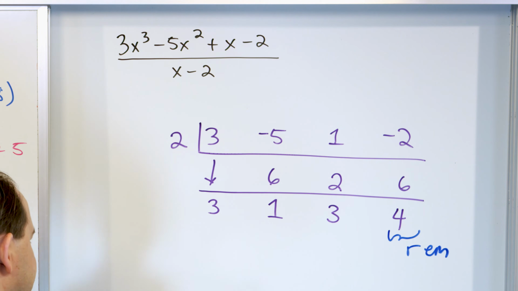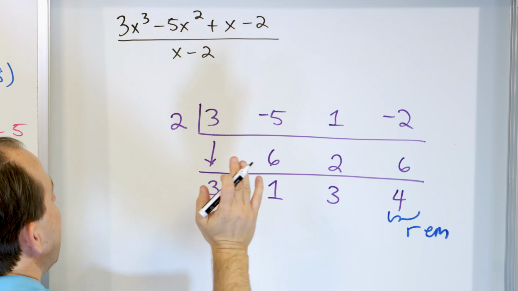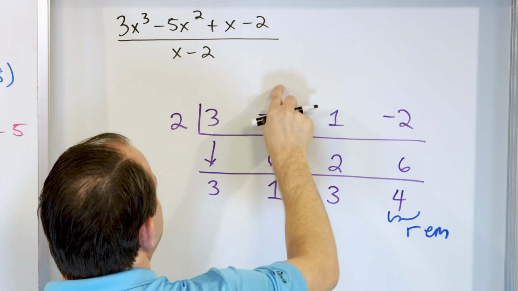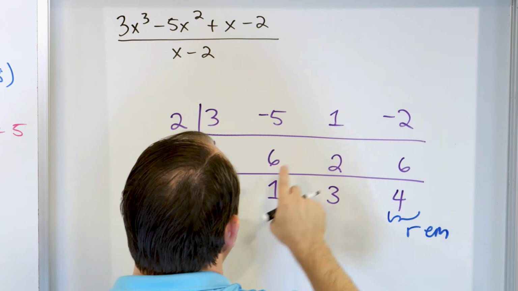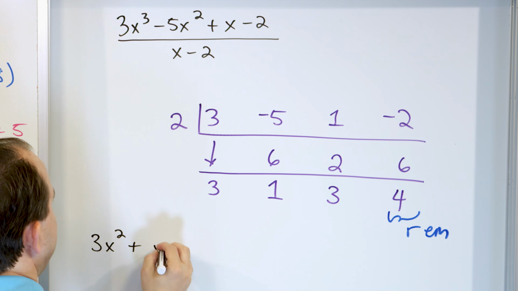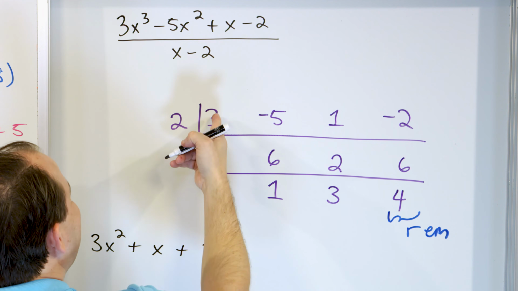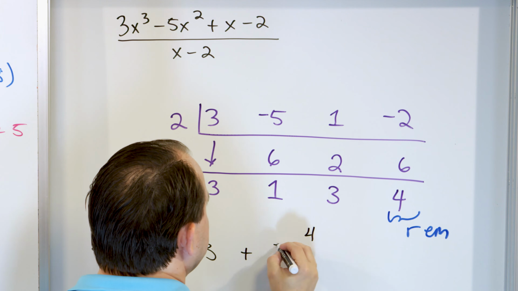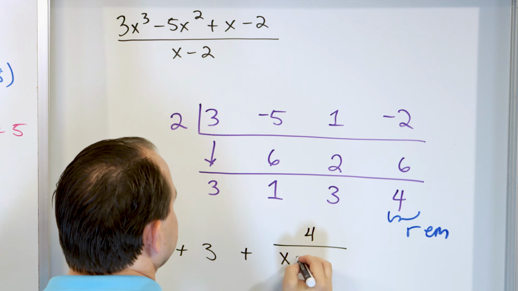Everything else before it is the rest of the answer, basically. So the way you're going to write it is, since you know that this is a cubic here, this represents the cube term, the x squared term, the x term, and the negative 2 term, then the answer here has to be 3x squared plus x plus 3, because it has to be 1 degree less than what you were dividing into. And then you have the 4 as a remainder divided by the x minus 2.